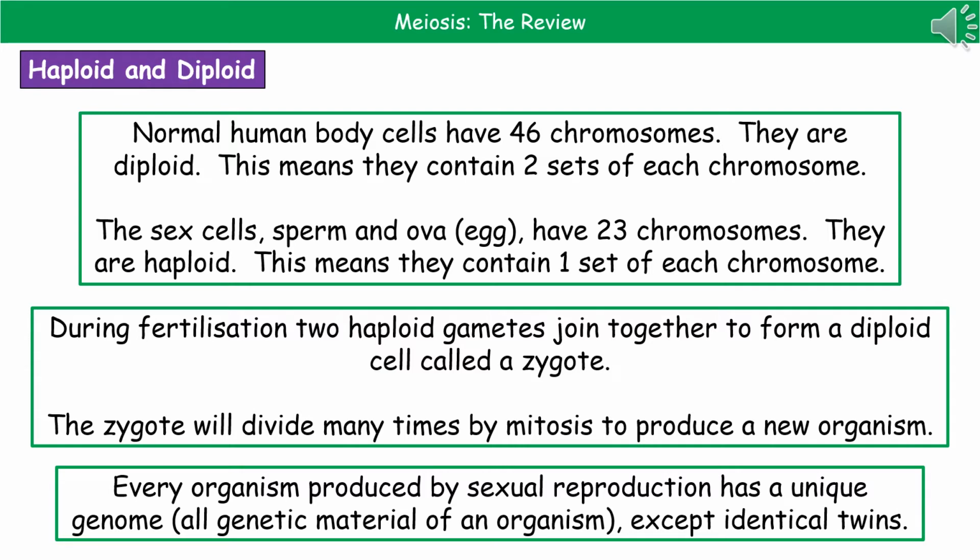What happens in fertilization is two haploid gametes join together to form the diploid cell called a zygote. And that zygote then divides many times by mitosis to produce the new organism. Do remember that every organism produced by sexual reproduction has a unique genome, except for identical twins.